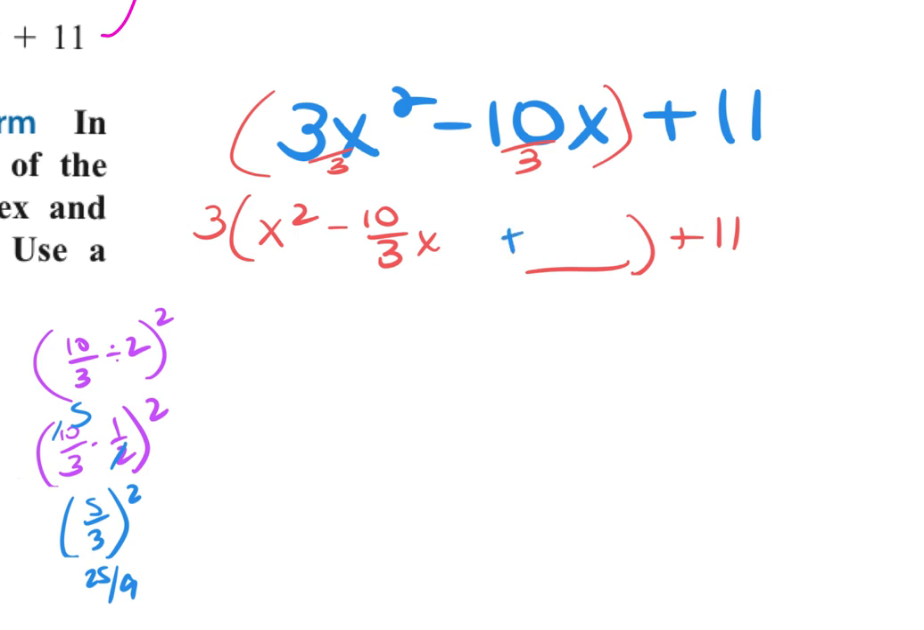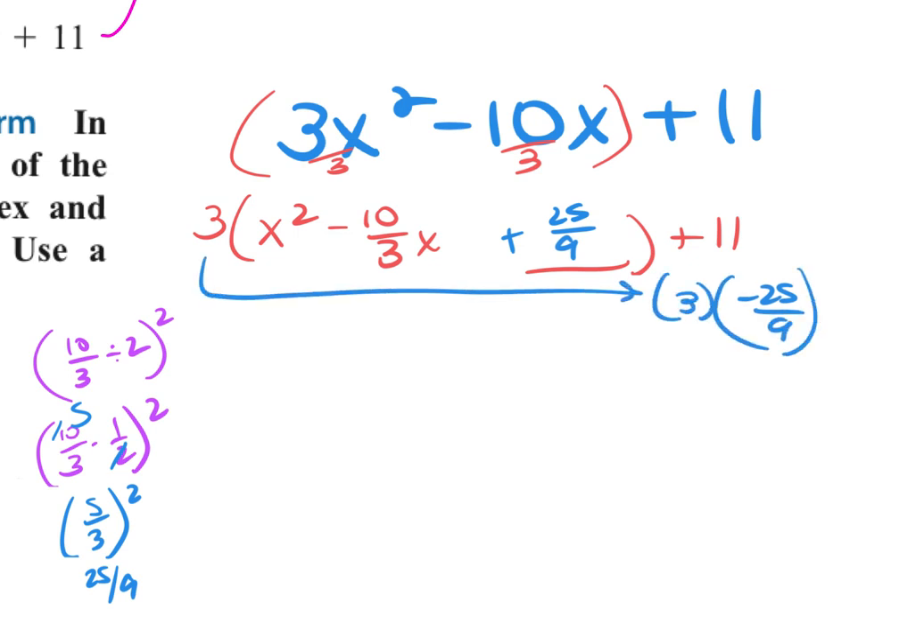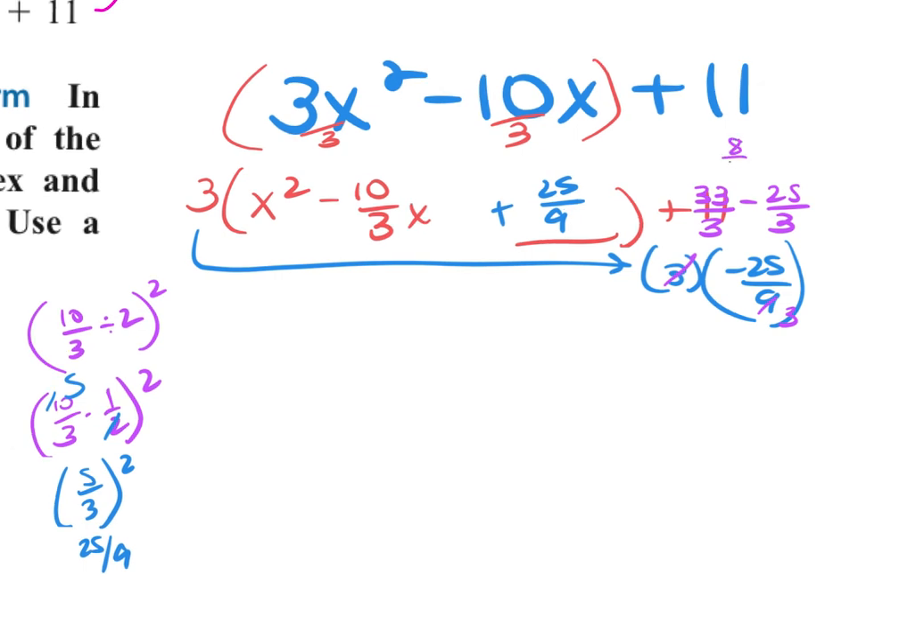I add that inside the parentheses, and normally I'd subtract it from outside the parentheses, but because we took the 3 out, we have to multiply that out first. So I'm subtracting 25/3. 11 becomes 33/3 minus 25/3, and it's 8/3.